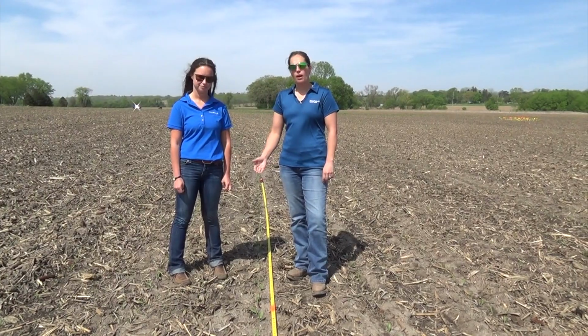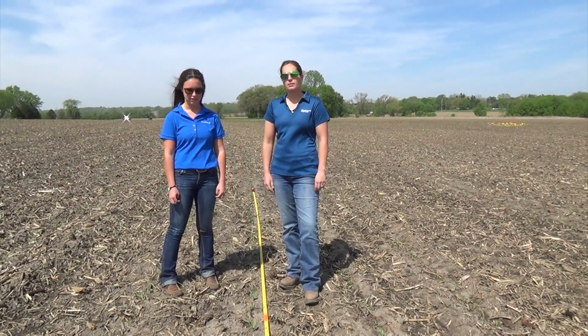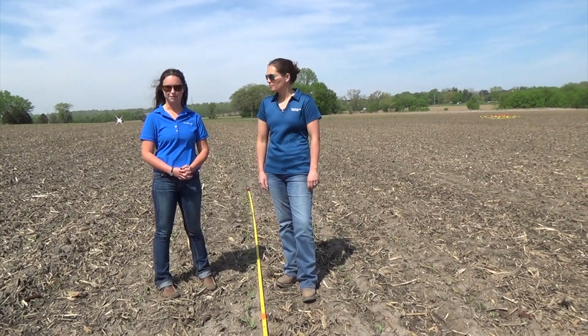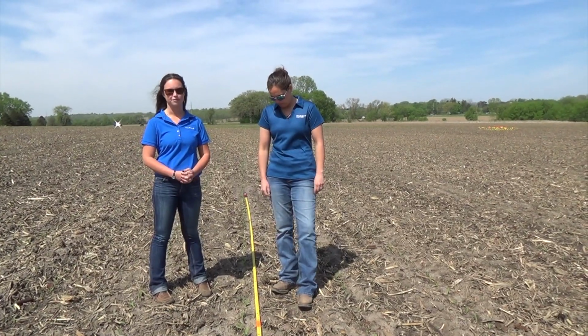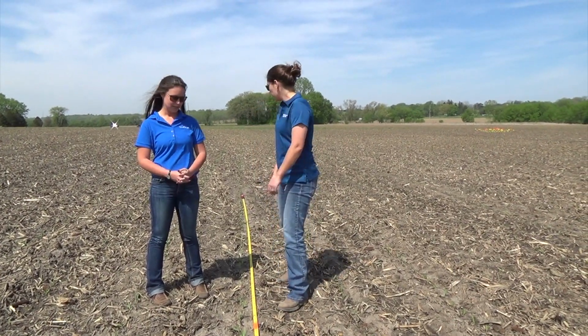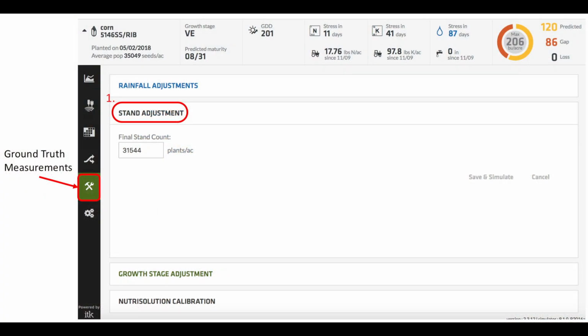And today we're here to scout one of our field forecasting tool fields. So one of the first things we want to do when we look for ground truthing our field forecasting tool field is we want to make sure the stand count is accurate. So today we're going to talk about how you would take a stand count.